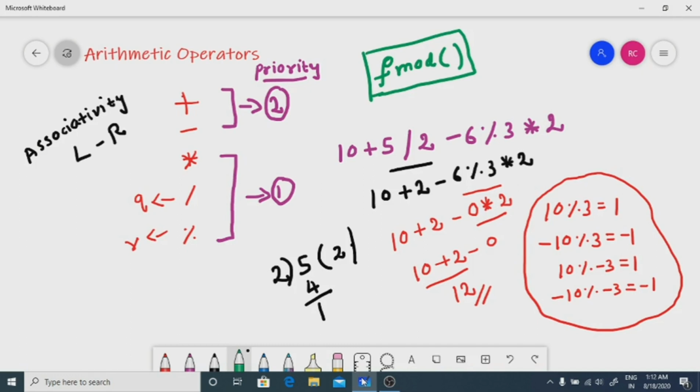So here two rules are very important. Rule number one, integer division truncates the fractional part. Rule number two, we cannot apply modulus operator on floating point numbers, but there is a function called fmod. There is a mathematical function called fmod which gives remainder of two floating point numbers.